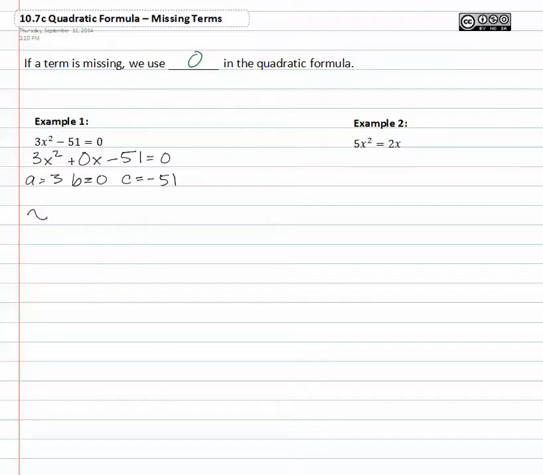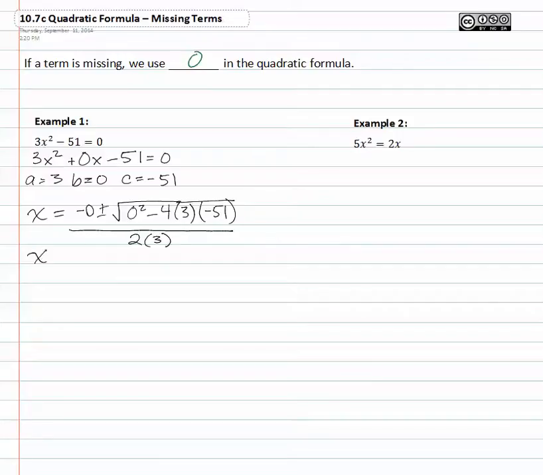Moving on, we can use the quadratic formula for our equation, and we get x is equal to negative 0 plus or minus the square root of b squared, or 0 squared, minus 4 times 3 times negative 51, all over 2 times 3.